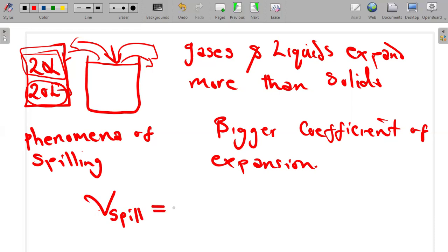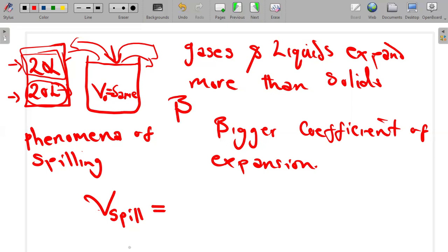The volume of spill will be equal to what? We had the same initial volume of the tank and the initial volume of the liquid which is inside the tank. These guys are the same, which means the initial volume that we are going to include in this formula should be the same because everything here is similar. So the V initial of both the liquid inside the tank and the tank itself is the same. The only difference between these two is the coefficient of volume expansion.